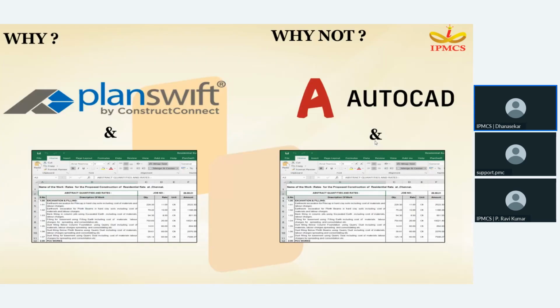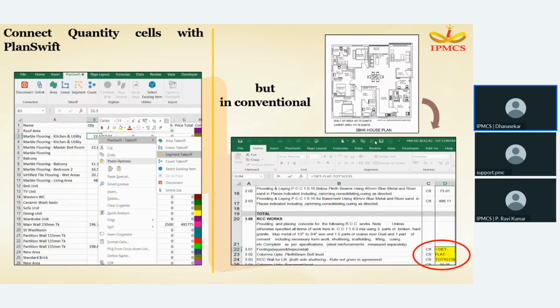So why do we need PlanSwift and Excel? Why not go for AutoCAD and Excel? Here in PlanSwift, there is a feature to easily review the work. We can connect the Excel and transmit the quantities to Excel. From there, in Excel, we can review the work we did in PlanSwift. Within a single click, we can go to the page, go to the drawing, and the respective quantity will be highlighted in the drawing. So we can connect the quantity cells with our PlanSwift application.